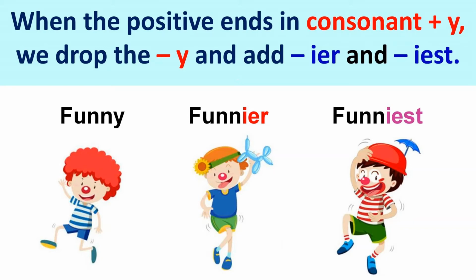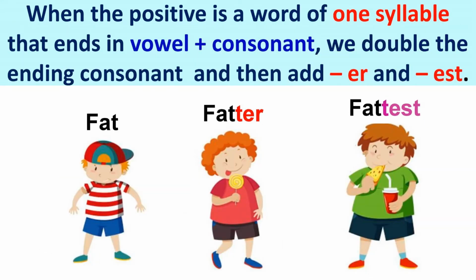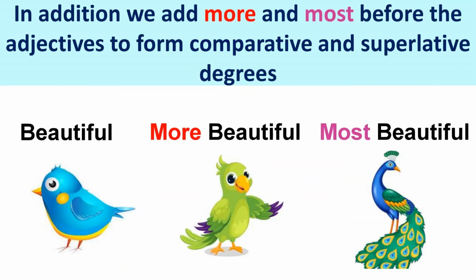iest. Example: funny, funnier, funniest. When the positive is a word of 1 syllable that ends in vowel plus consonant, we double the ending consonant and then add er and est. Example: fat, fatter, fattest. In addition, we add more and most before the adjectives to form comparative and superlative degrees.